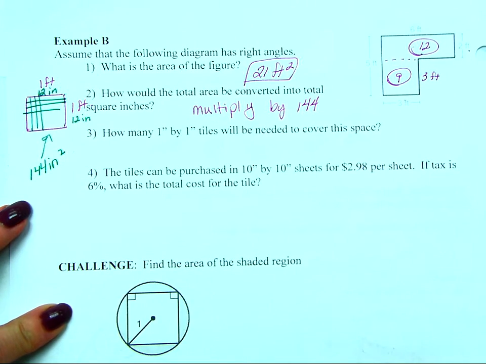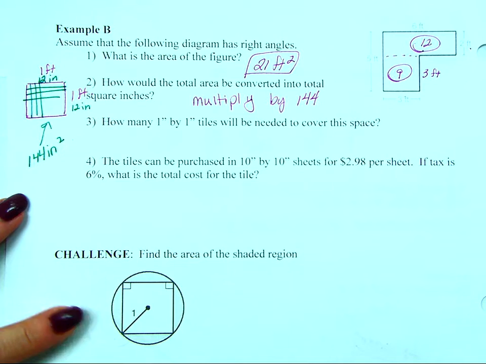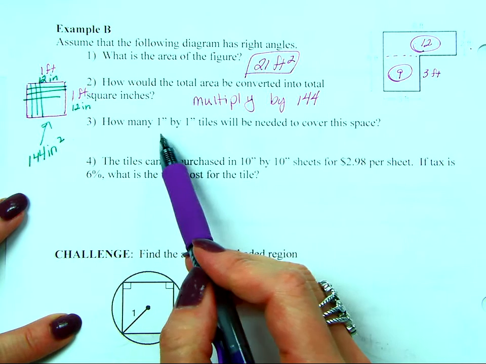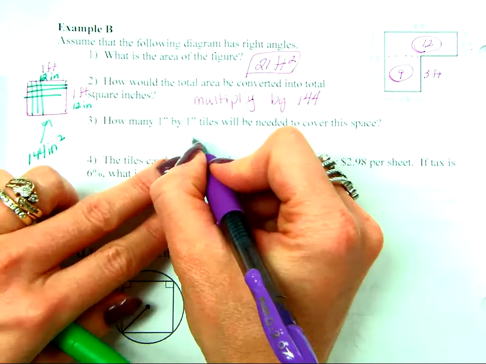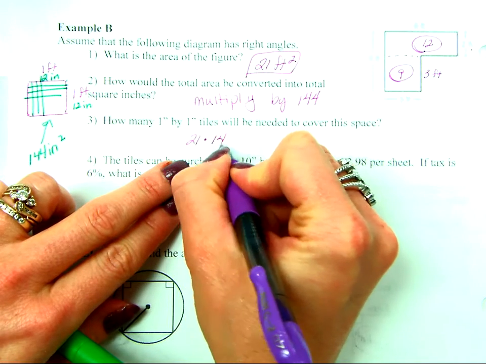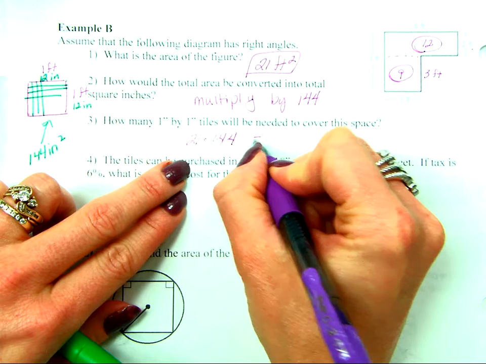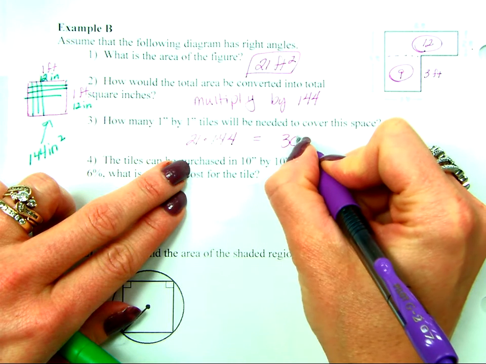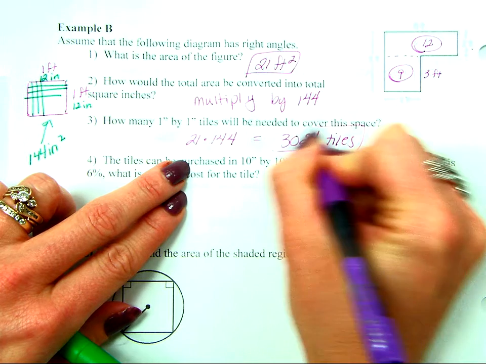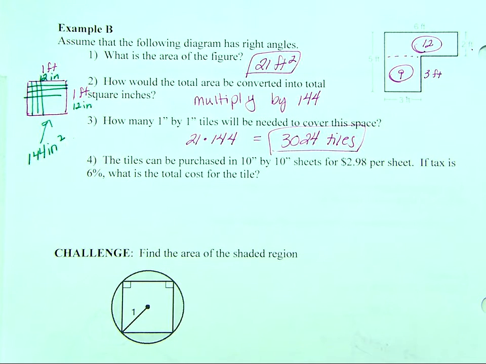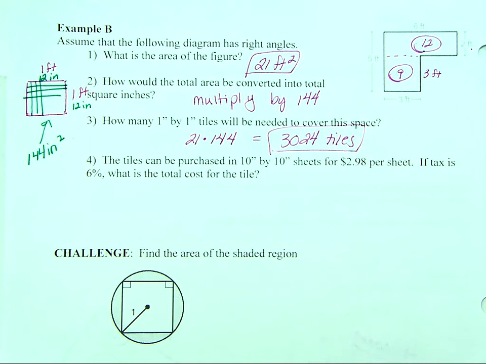Okay, so how many 1 inch by 1 inch tiles would be needed to cover this space? Well, a 1 inch by 1 inch tile is asking for square inches, right? So we're going to take 21 times 144, and we'd actually find out that it's 3,024 tiles. Now that's assuming that we aren't going to make a bunch of mistakes or have any broken tiles. This would be the exact number. We know typically that if you're going to buy those, you may up that estimate a little bit.